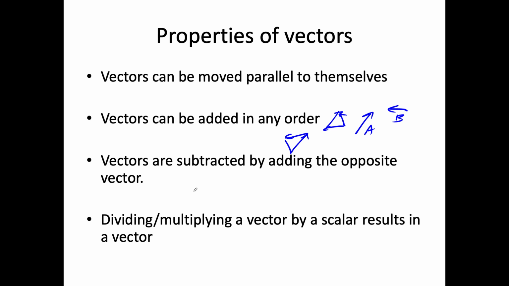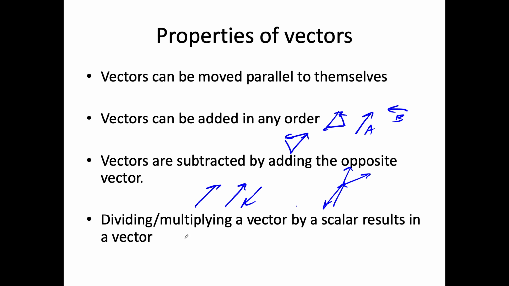Vectors are subtracted by adding the opposite vector. If I have A and then B, and I want to subtract B, I just flip it and make it go the other way. We want to go head to tail: first vector, then the second vector, and so forth. If I want to subtract, I just flip it and make it go the opposite way. This is what we mean by adding head to tail on vectors.